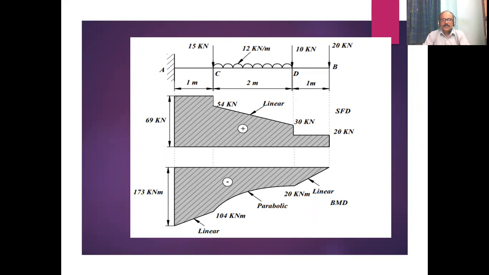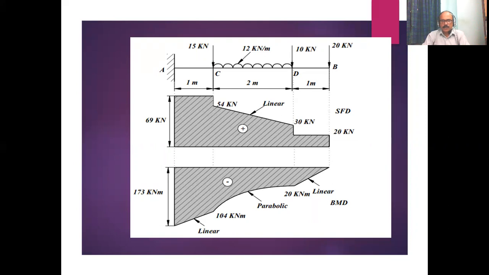At point B, I have the load right downward. Right downward is considered positive, because left upward is positive, left downward is negative, right upward is negative, and right downward is positive. So taking the reference line, we draw from there upwards 20 kilonewton up. A proportionate sketch we can draw.